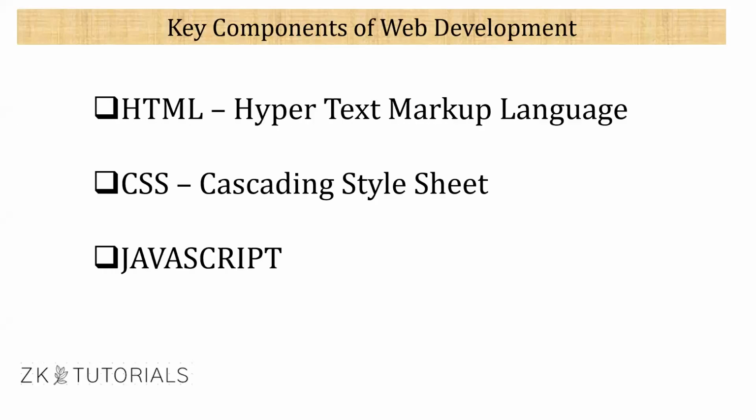There are three major key components of web development: HTML, CSS, and JavaScript. HTML is hypertext markup language, CSS is cascading style sheets, and JavaScript is basically a coding language. So we will start from JavaScript in the next class, and after JavaScript, we will start HTML and CSS. Not the whole JavaScript, just some coding parts.